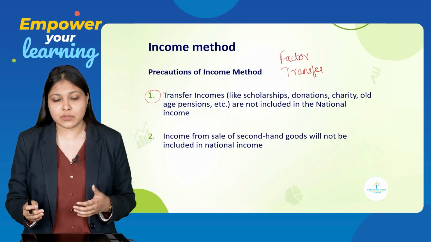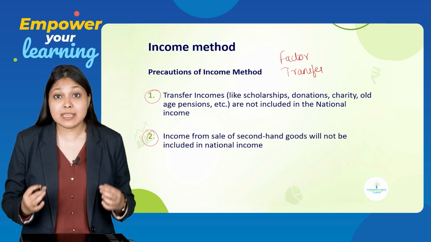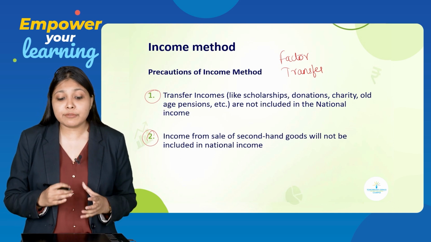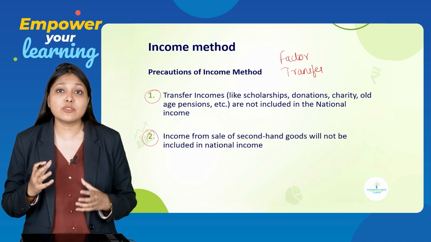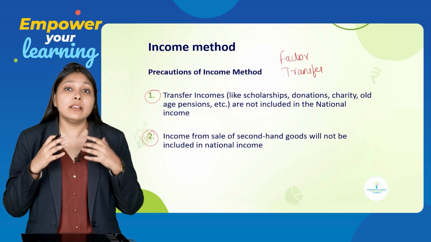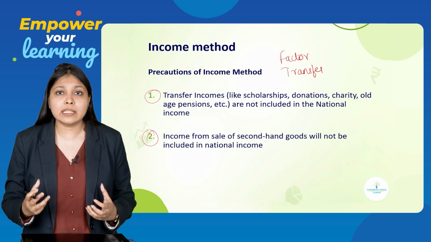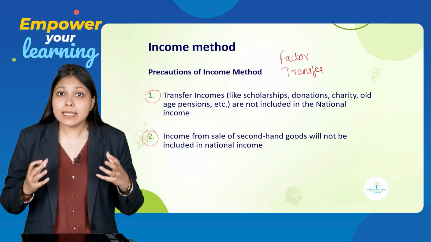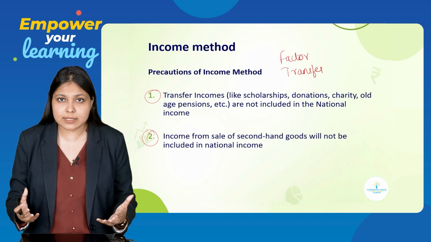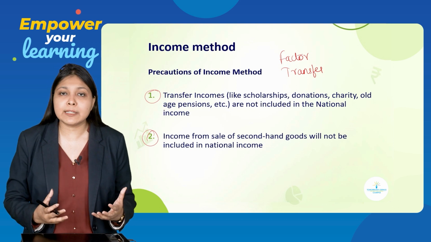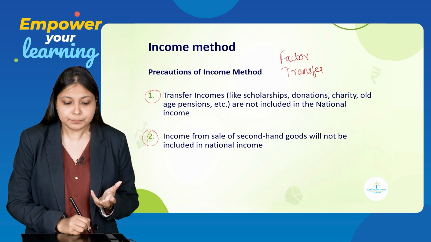old age pension, etc. Second, income from sale of second-hand goods will not be included in national income. Yes, we have already discussed this. Income from sale of second-hand goods will not be included while computing national income because that transaction has already been included when the actual transaction had taken place. So again, in the current year, we will not include that transaction. Yes, but if there is any brokerage or commission charged on the sale of second-hand goods, then that will definitely be included in national income since it's a current and a fresh transaction.